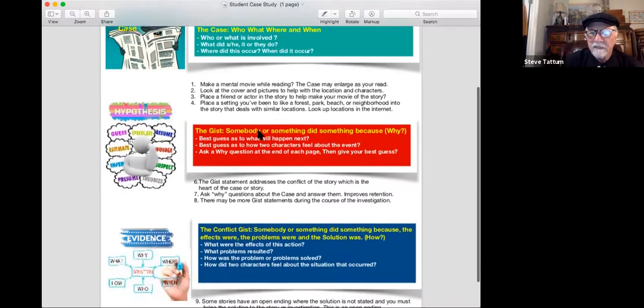Once we're in the gist, somebody or something did something because, this is theirs. Give me the best guess as to what will happen next. Best guess has how the two characters feel about this event. Ask a why question at the end of each page, then give your best guess. Now, a why question is where they come up with the inferencing question and give an answer, okay?